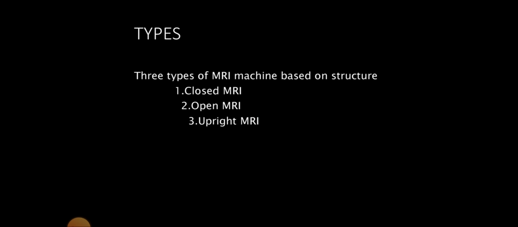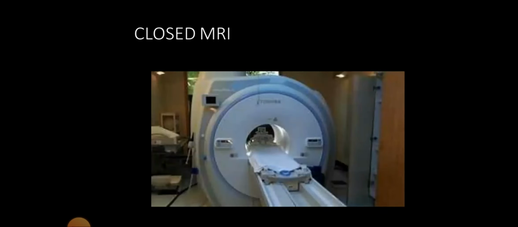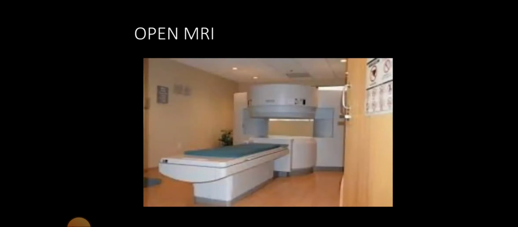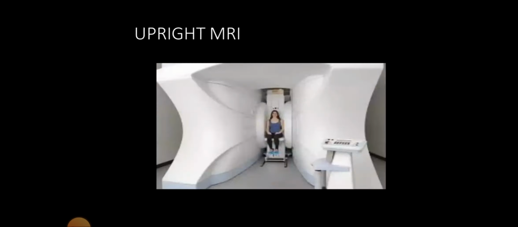And types of MRI, it is of three, based on the structure of the MRI machine. Three types of MRI machine are there based on the structure: closed, open, and upright. This is a closed MRI machine. This is an open MRI. This one is an upright MRI. So these are the three types of MRI machines based on the structure.